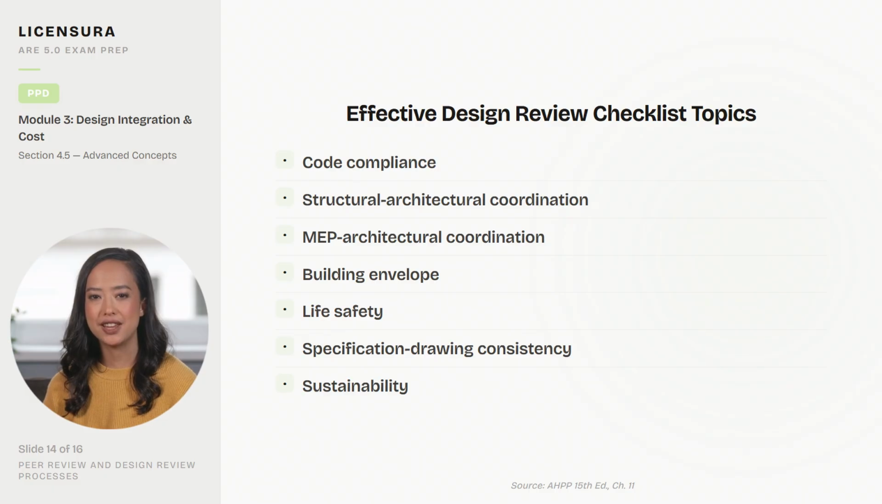This list covers 7 topics for effective design review checklists. Code compliance, including occupancy, construction type, egress, and accessibility. Structural architectural coordination for grid alignment and clearances. MEP architectural coordination for equipment rooms and plenum space. Building envelope integrity, including air barrier continuity and thermal bridging. Life safety coverage for sprinklers and fire-rated assemblies. Specification drawing consistency. Sustainability compliance for energy codes and LEED documentation.